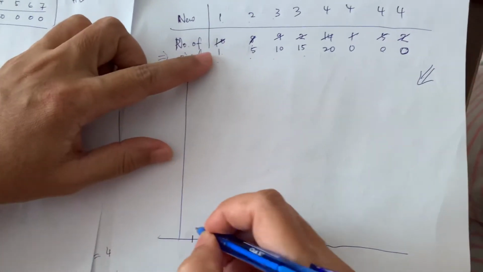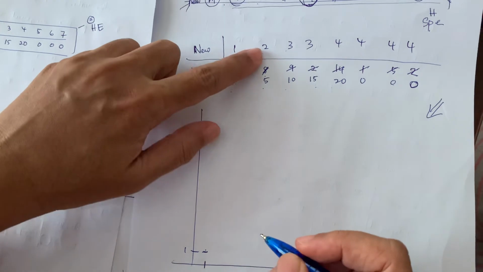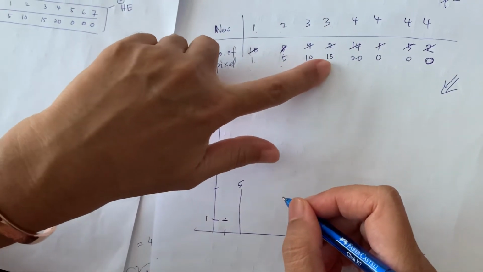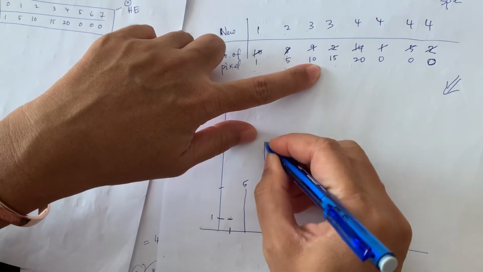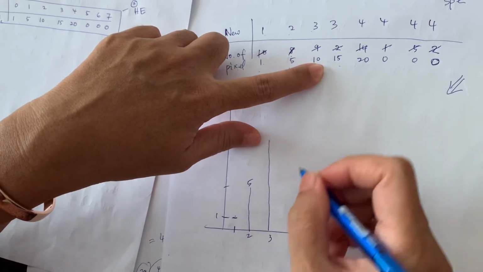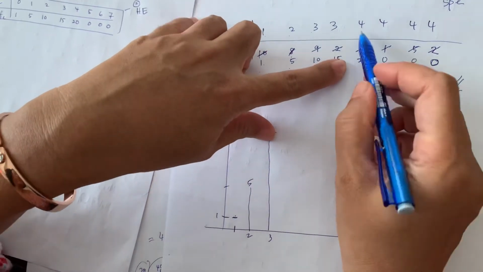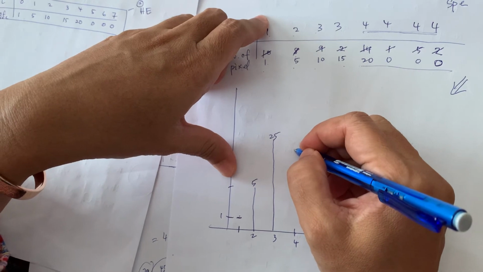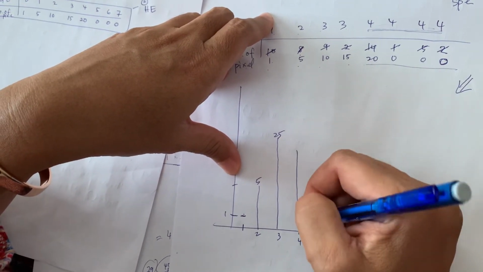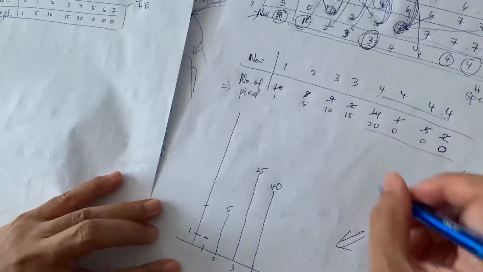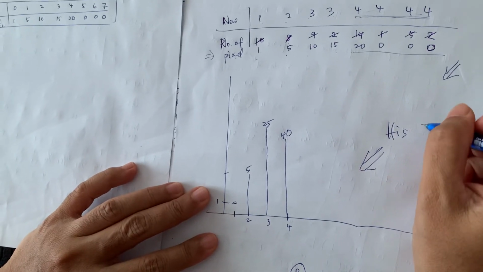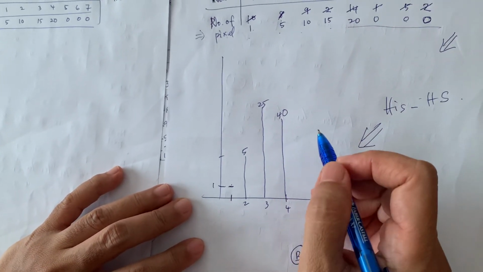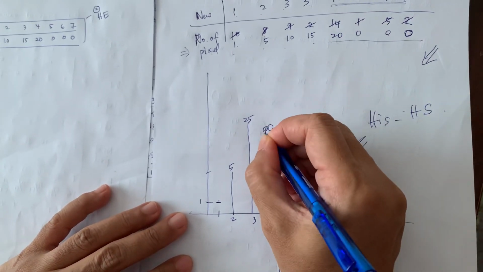Start with 1. The number of pixels is 1. For 2, the number of pixels is 5. For 3, there are two 3s, so you add these pixels, and the number of pixels is 25. For 4, the rest will be 4, so the number of pixels is 20. So this is the new histogram after you apply the histogram specification. 20, not 40.